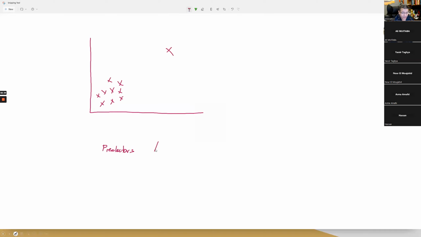Okay. These outliers are only for the predictors, not the target.